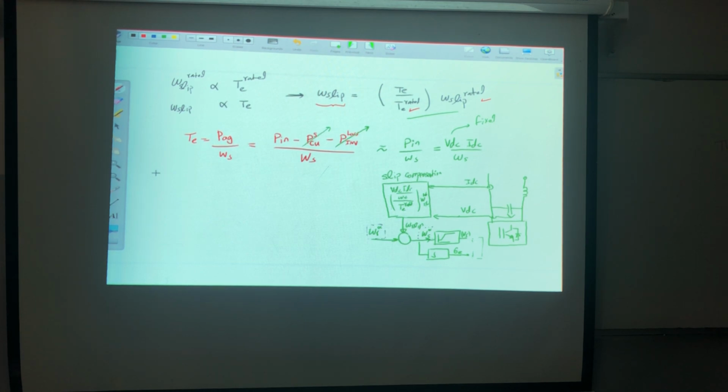Now you know that omega S is equal to omega R plus omega slip. By the way, if there is no sign, by default it is plus, the summation. If I need to subtract, I need to add minus. Without any indication of the sign, by default it's plus. Okay. Good.